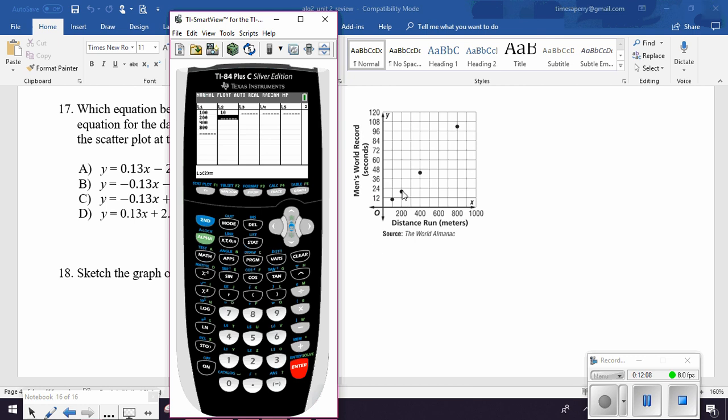For the one on the 200, it's less than 24 and a little more down than the first dot. So let's say 20. For 400, it's less than 48. So let's say 44.